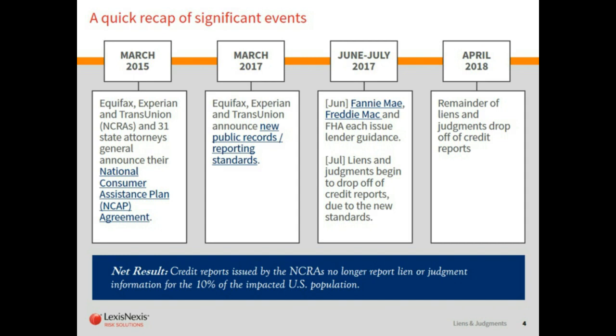Finally, April of this year, April of 2018, Equifax, Experian, and TransUnion issued an announcement that stated that they were going to drop all liens and judgments from their credit reports in response to their market analysis from the past year. So at this point, let's go ahead and kick off one of the poll questions.